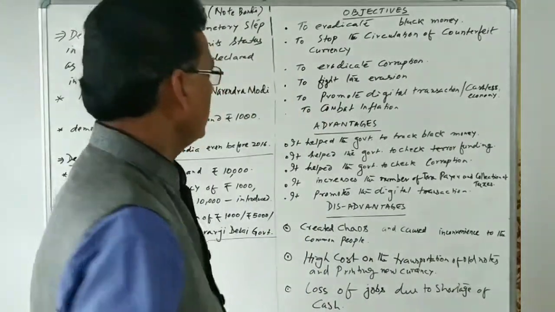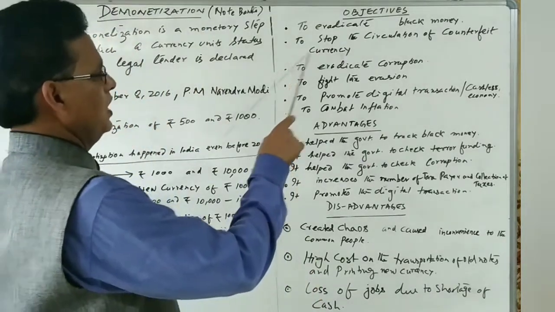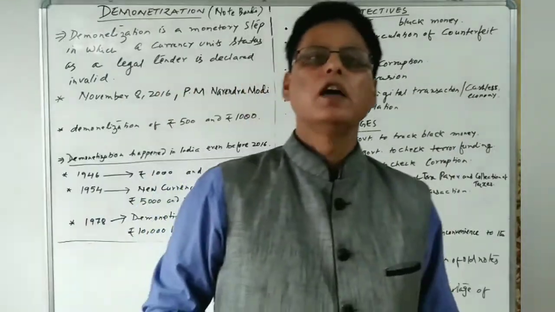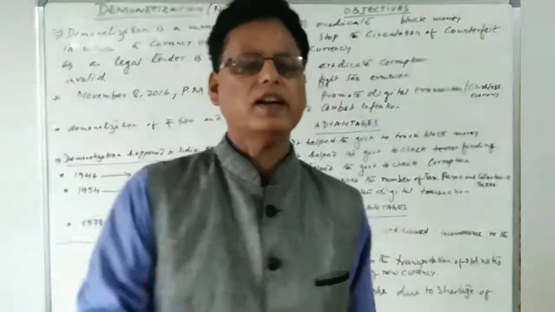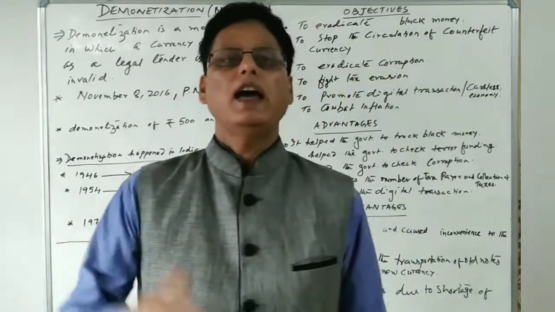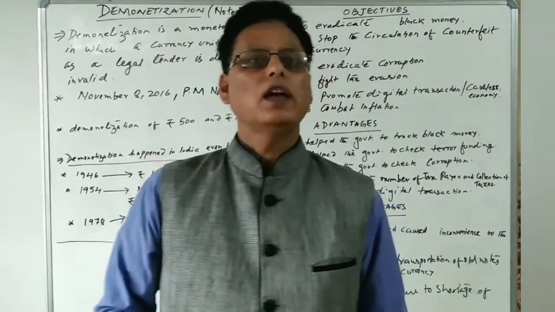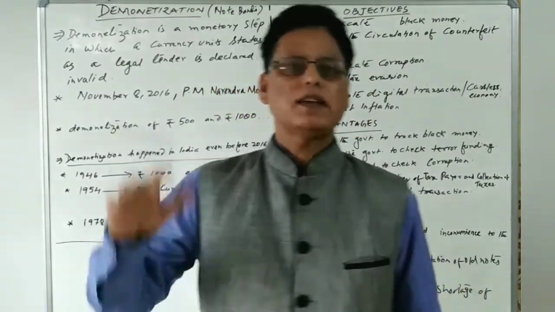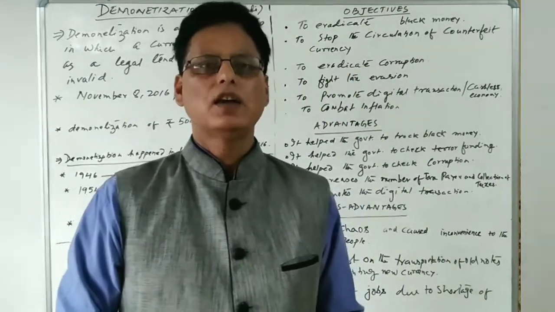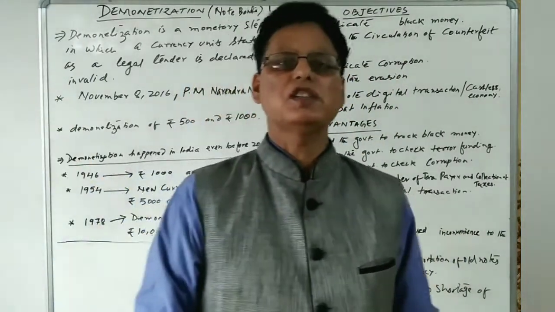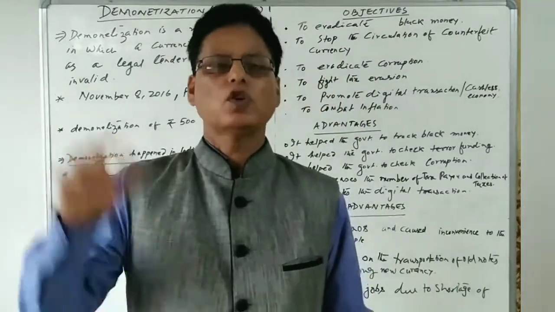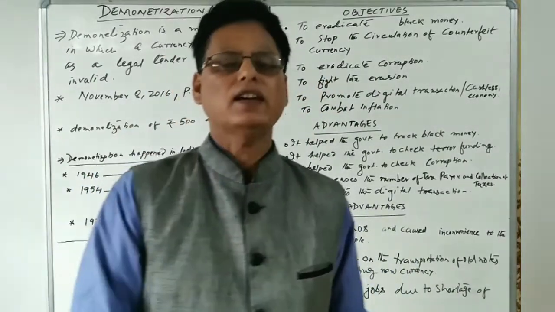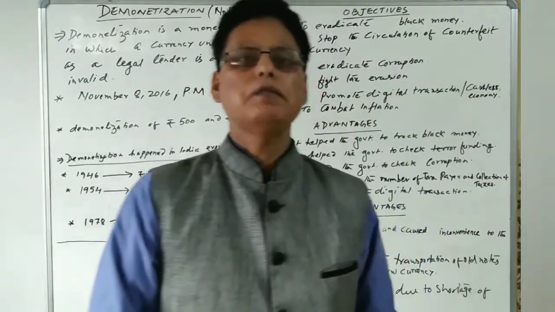Another objective was to stop the circulation of counterfeit currency. Counterfeit currency means fake currency. Fake currency was printed and was in circulation in the country. Fake currencies were supplied by some of our neighboring countries and were in circulation. So the government decided that this is the process through which fake currency can be checked and stopped.